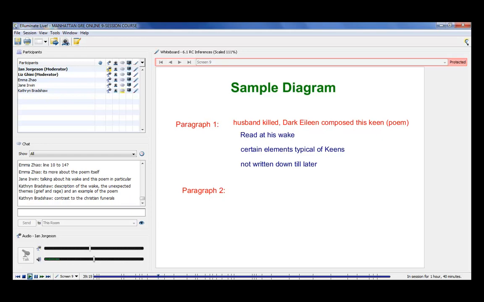Okay, the wake versus, yeah, I think that is the real key to catch on to here, versus Christian funerals. That's important. That's where the big picture stuff's going to come. So what was different about the wake versus Christian funerals? So we get themes of grief and rage in the keen. What else do we get?